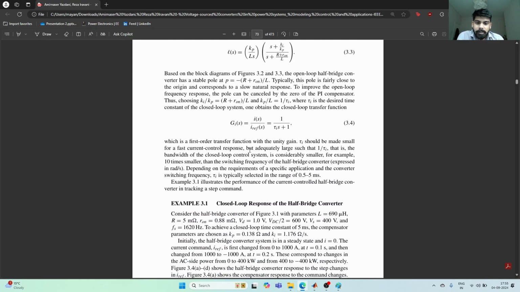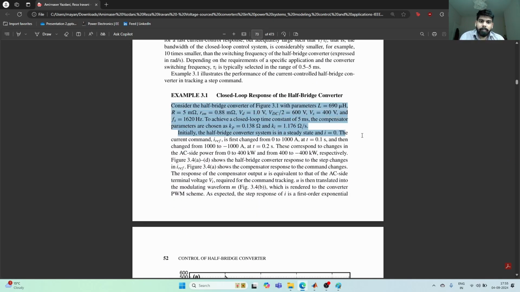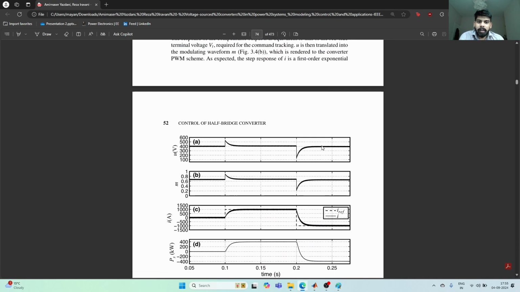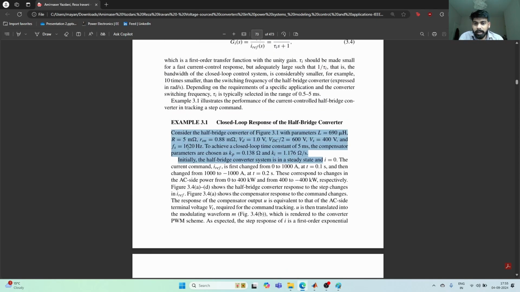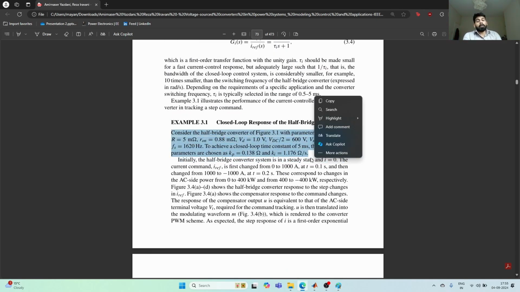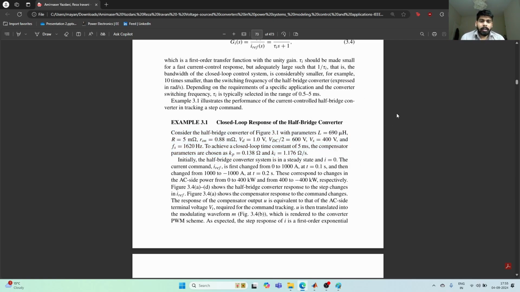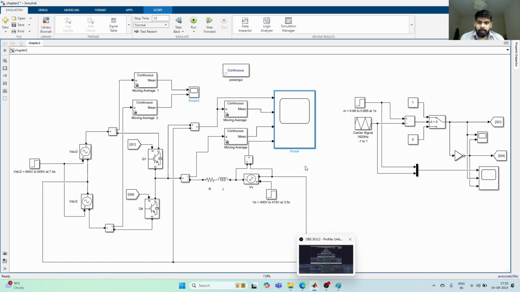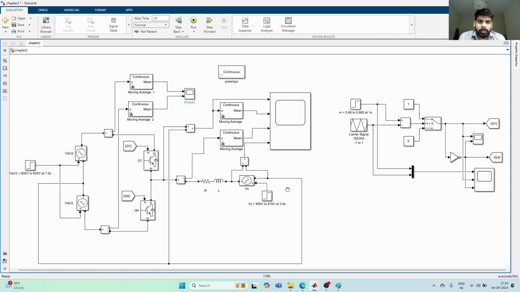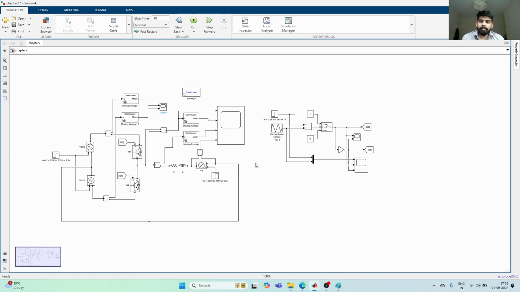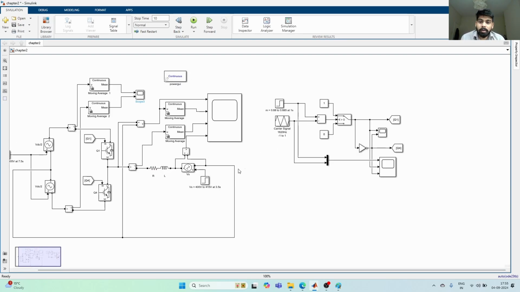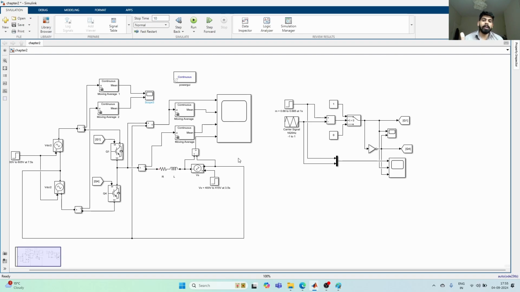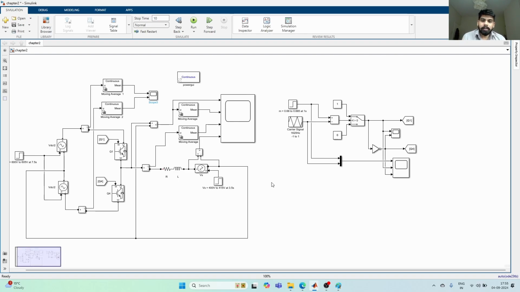Now what we'll see is we've been given this example, and let's try to model this. We'll take the model that we saw last time, and we'll work upon that. So let's see our model. Just to clarify about the half bridge converter in a control format, we can do that here. So let's see.